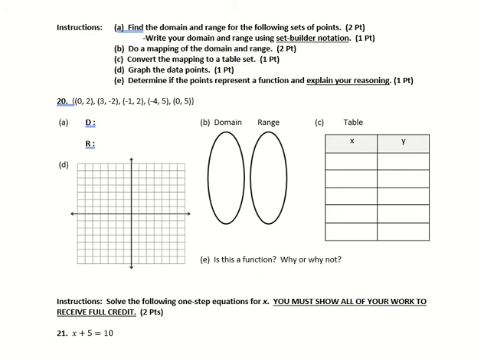B is to do a mapping of the domain and range using those two circles provided. C is to convert the mapping to a table set using the table provided. D is to graph the data points using the coordinate plane provided. In E, we want to answer the question, is this a function? Why or why not? You can explain in the space provided.